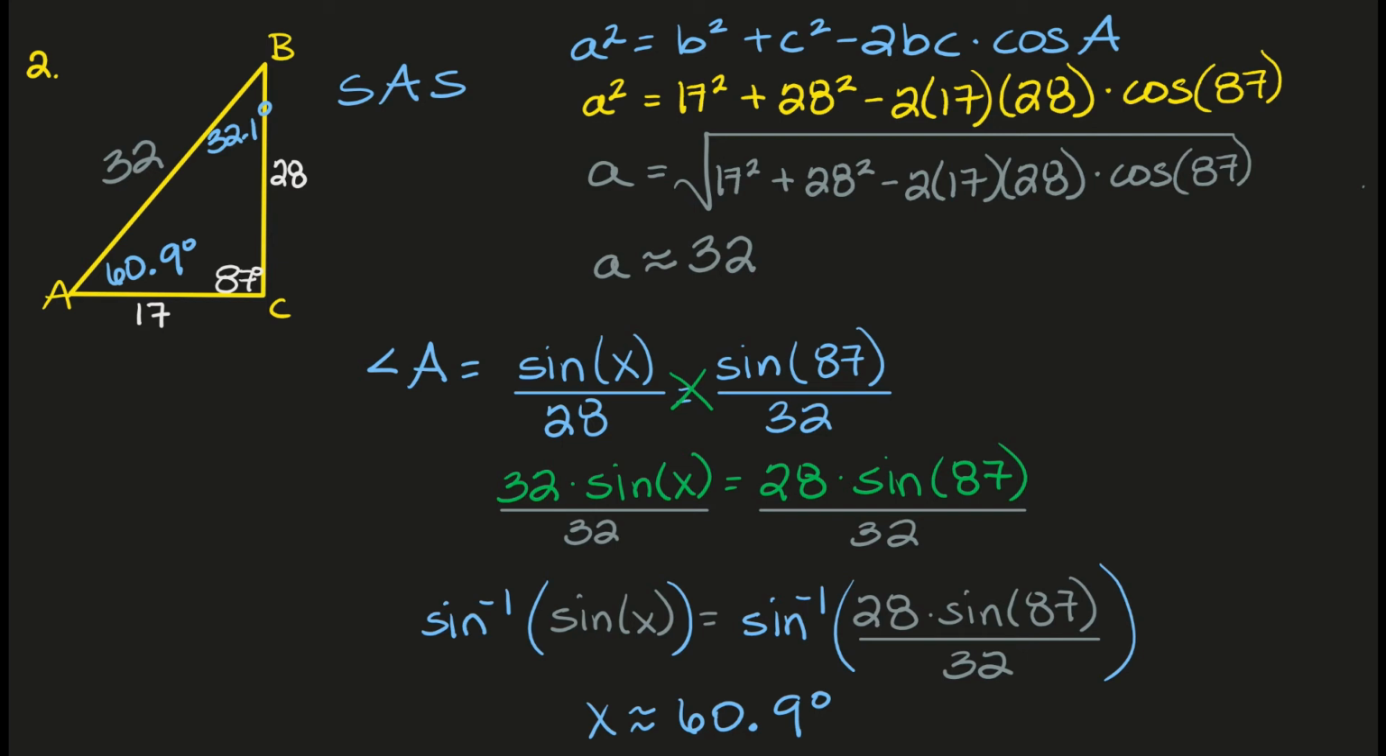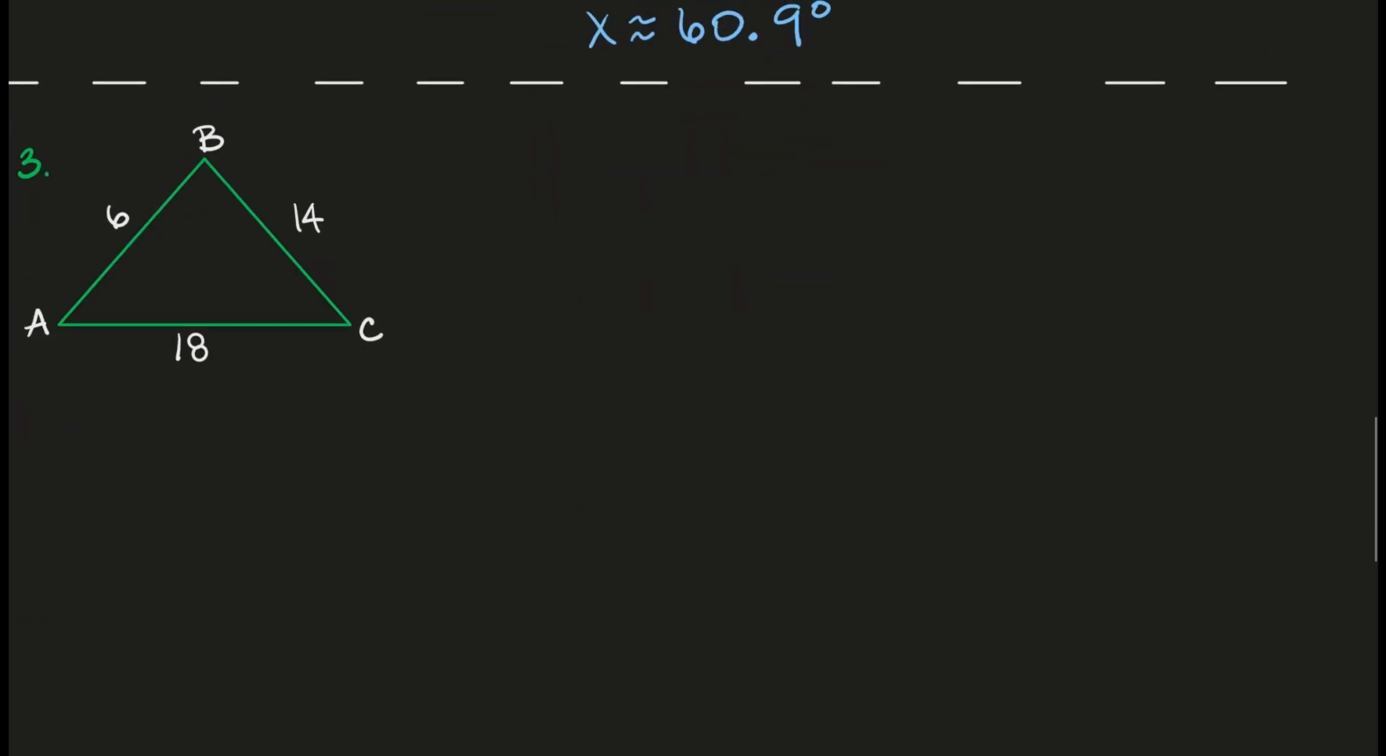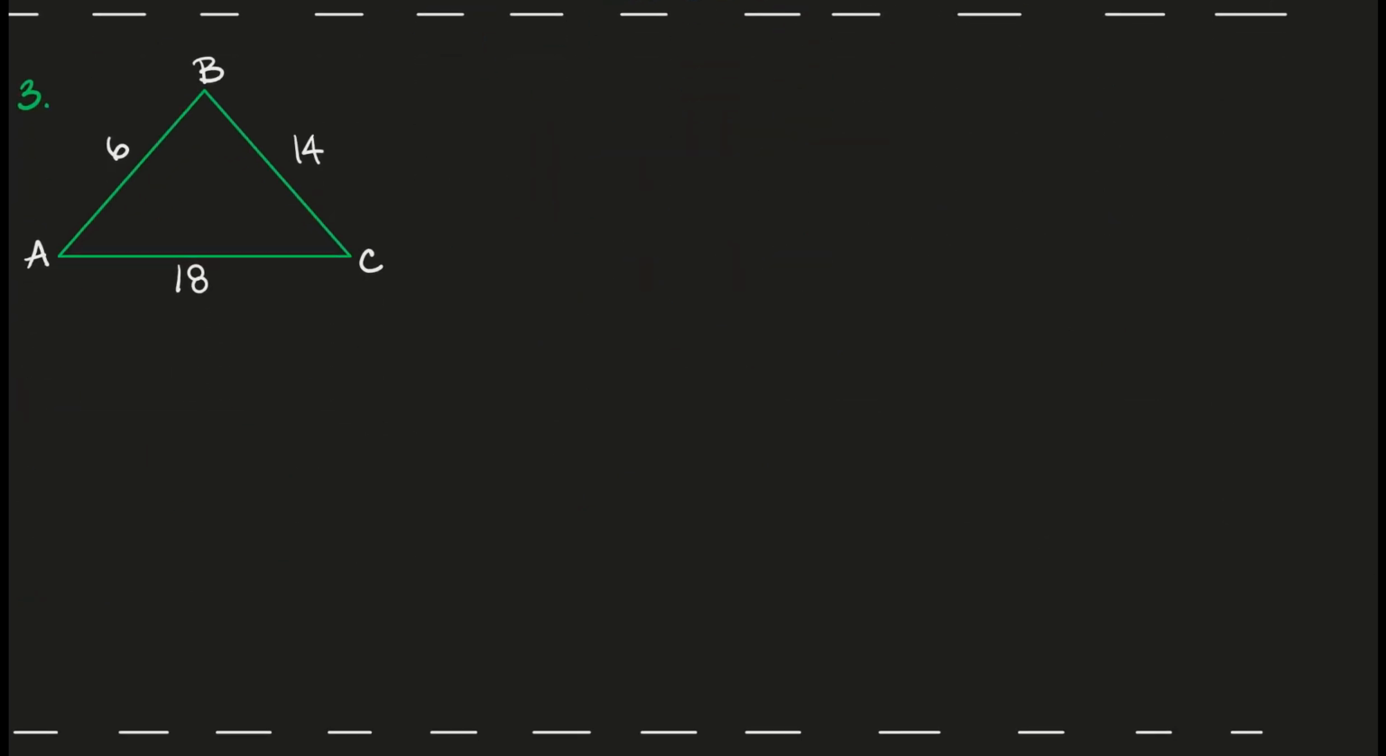So let's scroll down and work out our third example. So here you have a side length of 6, a side length of 14, and a side length of 18. So we have side, side, side. So here we're going to want to use the law of cosines in order to find the missing angles.